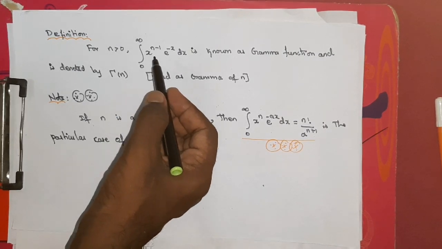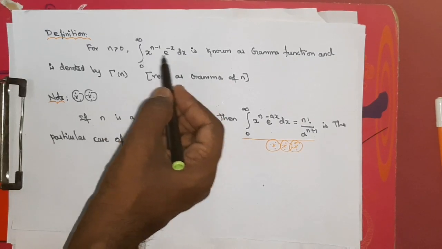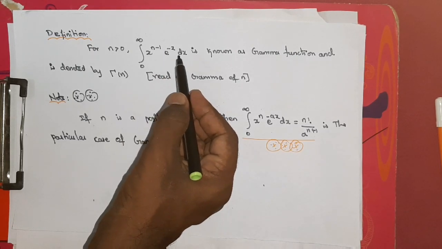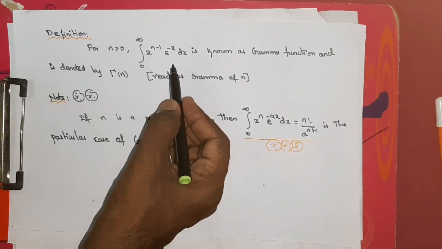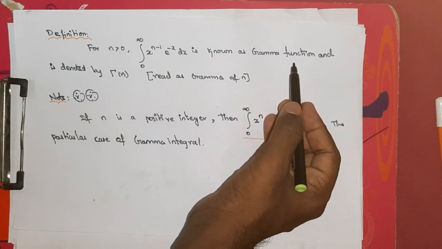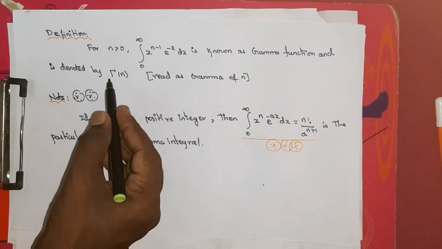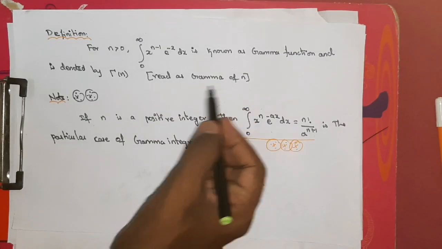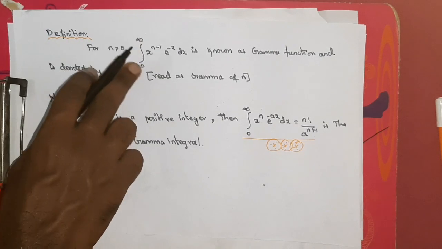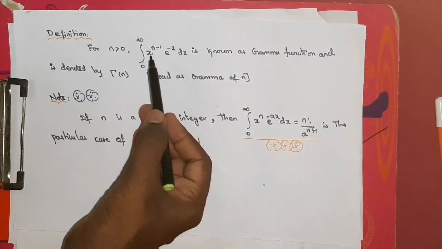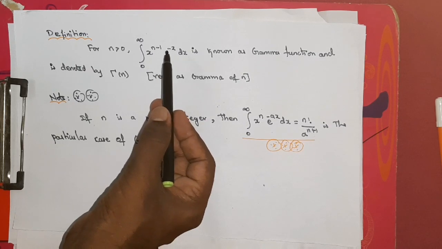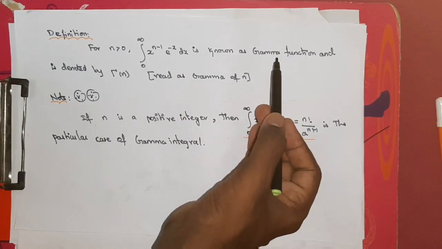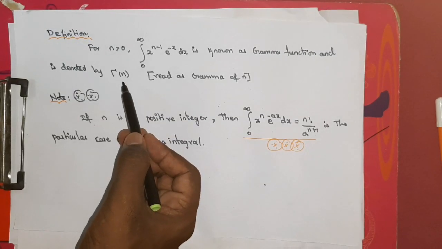So in this integral, if you have the integrand of the form x power n minus 1 into e power minus x dx, this particular integral is called the gamma function, and it is denoted by gamma of n. This is the gamma symbol of n, read as gamma of n. So the integral with lower limit 0 and upper limit infinity, where x has power n minus 1 and e has minus x, is called the gamma function, represented as gamma n.